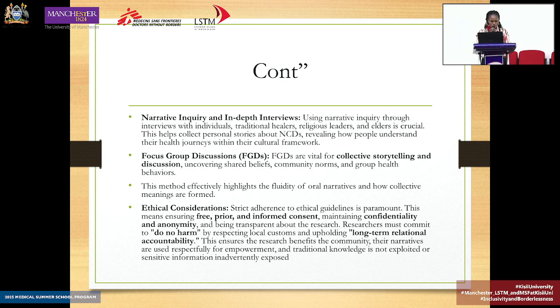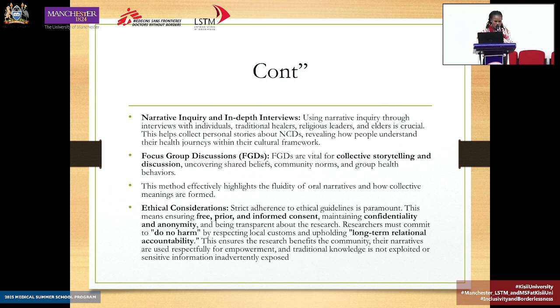Another thing you need to do, of course, my colleague talked about ethical considerations, that before you do all this, there are things you need to adhere to. You need to have informed consent. You ensure that you don't disclose personal information about your patients. You ensure that you do not harm your patients.